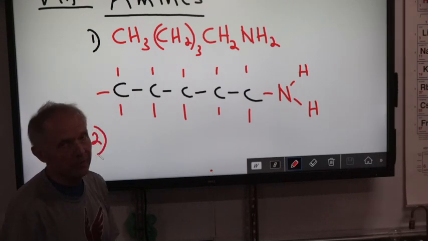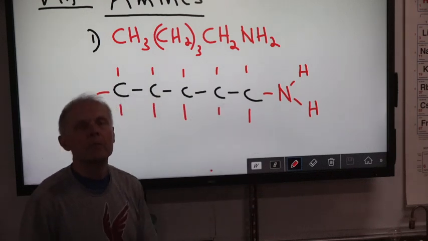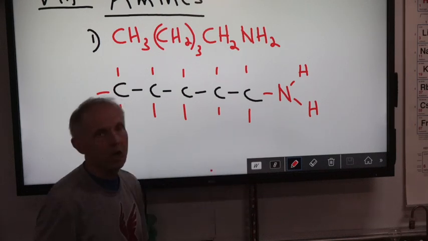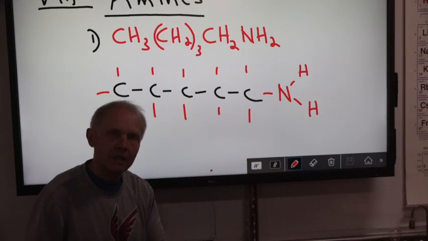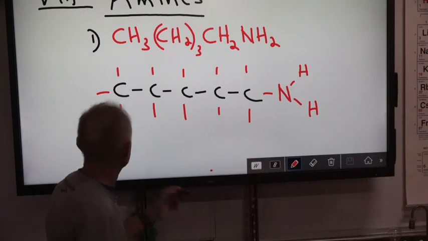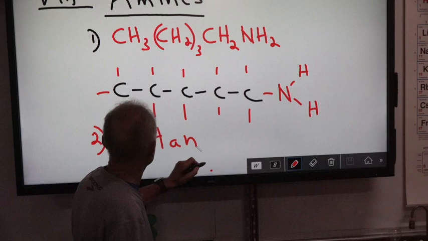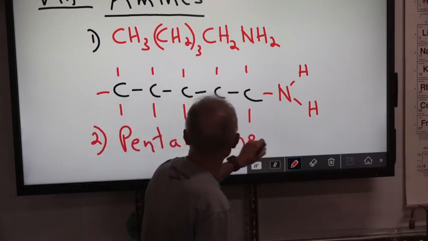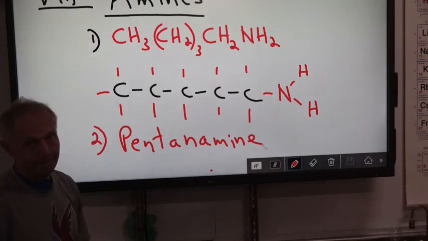Now watch how we name this thing. One, two, three, four, five. So remember, most of them is like pentane. So that's a pentane trunk. And this is called an amine. So you drop the E and add amine. So this one right here, P-E-N-T-A-N, so this is pentanamine.